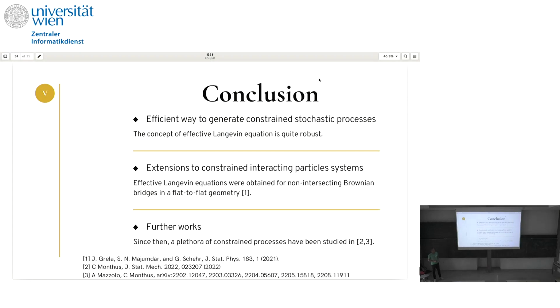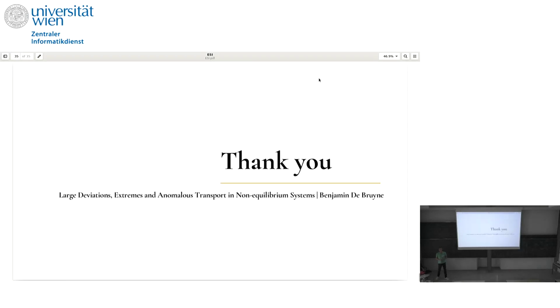Okay, so let me conclude. We found here an effective way to generate constrained stochastic processes by generalizing this effective Langevin equation. We found it's quite robust. And there have been extensions of this idea to generate interacting particle systems, worked on by Satya, Gregory and Kaya. They found an effective Langevin equation to generate non-intersecting Brownian bridges in some particular geometry. And finally, let me mention that there has been follow-up work after ours by Cécile Monthus and Alain Mozolo, where they've looked at a plethora of constrained processes. Well, thank you.